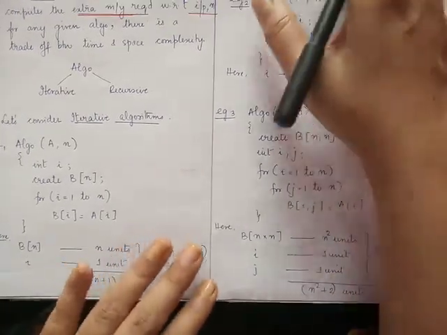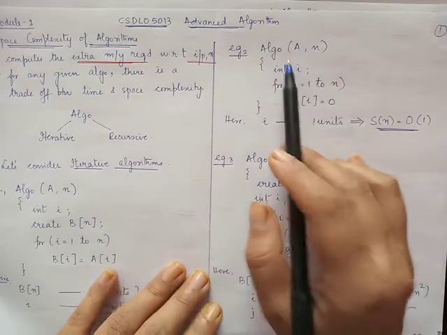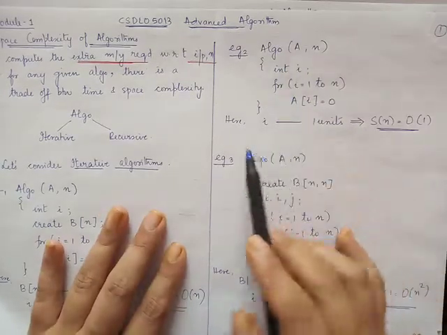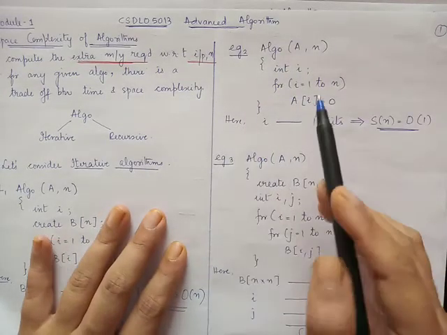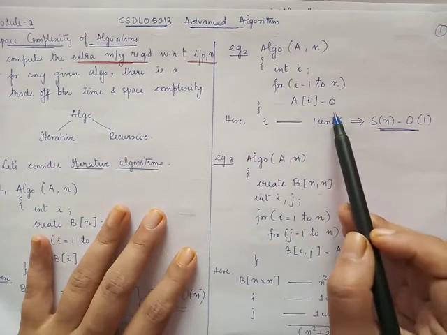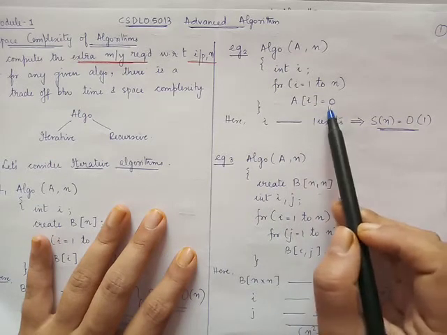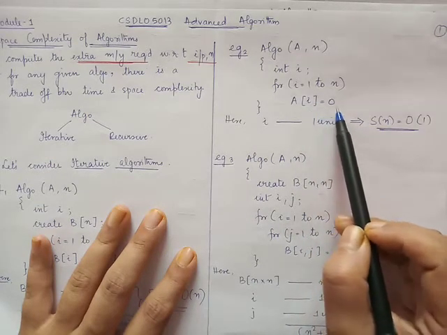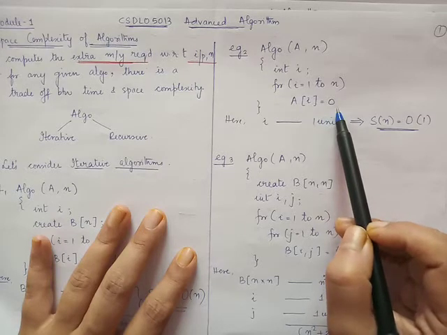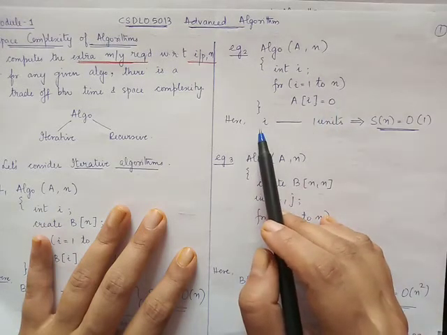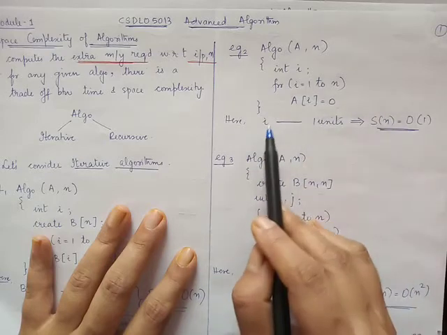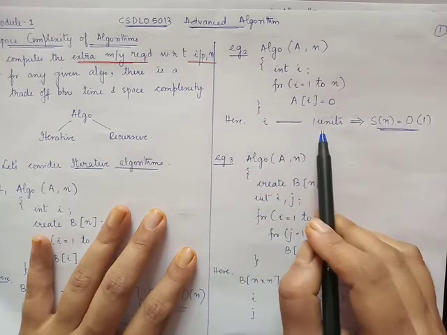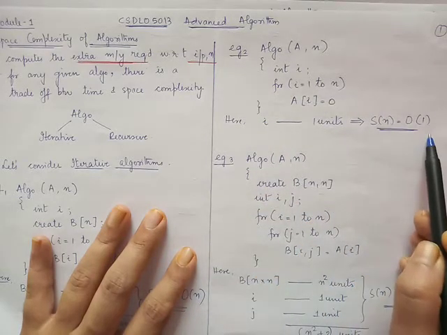Let's consider the second example. Here in this code snippet, you can see that we are trying to initialize the elements of this array A with value 0. For the same purpose, we do not require any extra space except for the variable I, which is 1 unit. So S of n is equal to big O of 1.